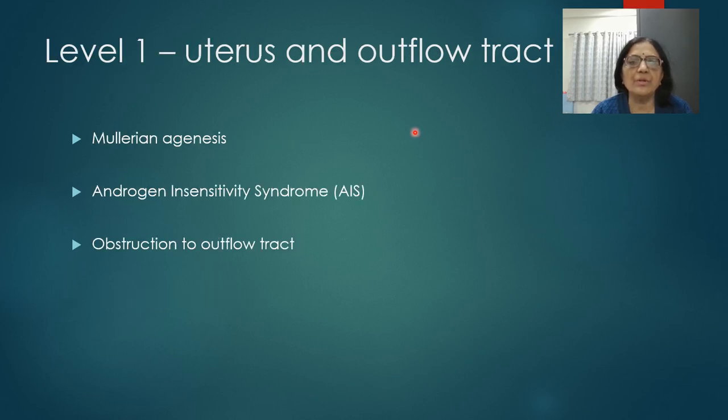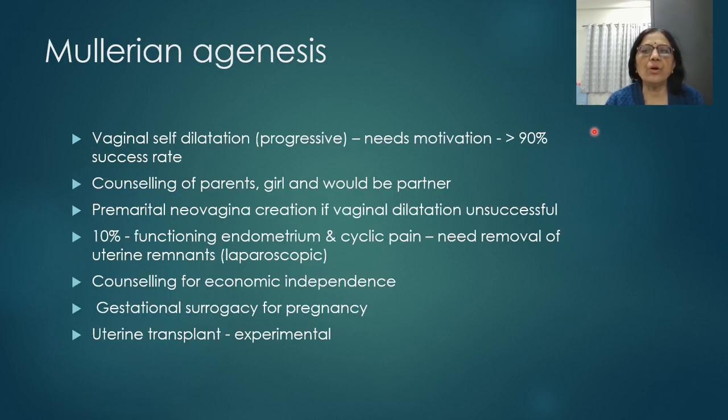Level 1 is disorders of uterus and outflow tract. Mullerian agenesis is the most common of these. Second is androgen insensitivity syndrome, and third is all the various causes leading to obstruction of the outflow tract. So how do we manage Mullerian agenesis? Here, as we know, the vagina is not there, and the uterus is also usually not present. So vaginal self-dilatation, progressive vaginal self-dilatation, is the first line of treatment.